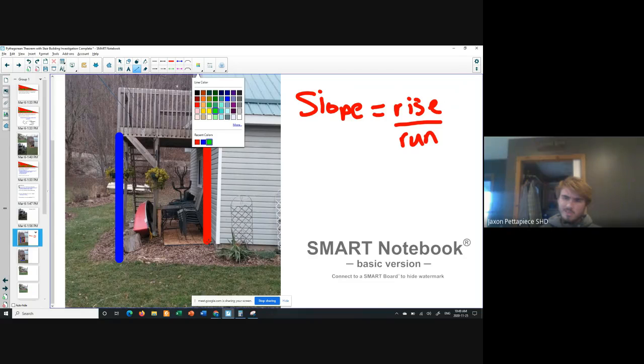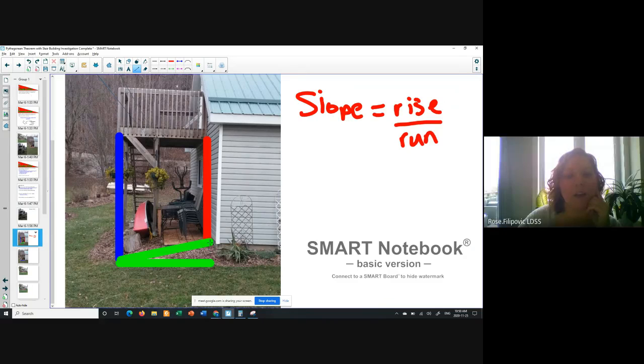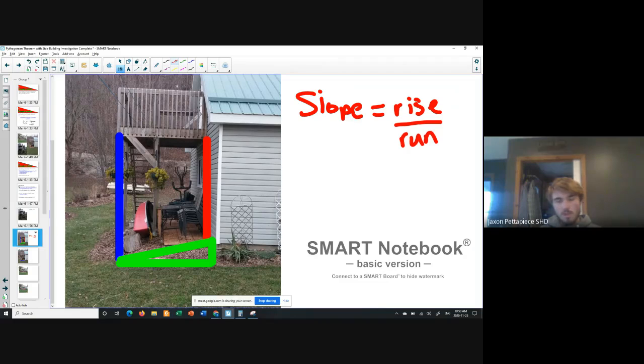Pi r squared? No, I don't think it'll be calculated by pi, can it? No, pi is for circles. So this slope can be calculated by doing triangles?